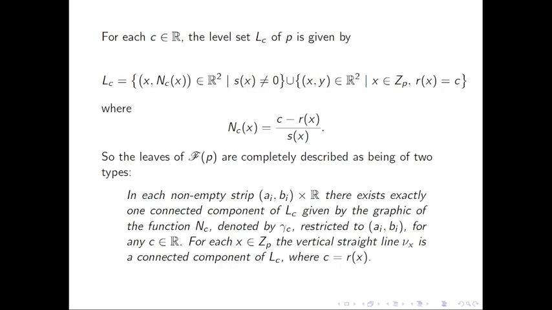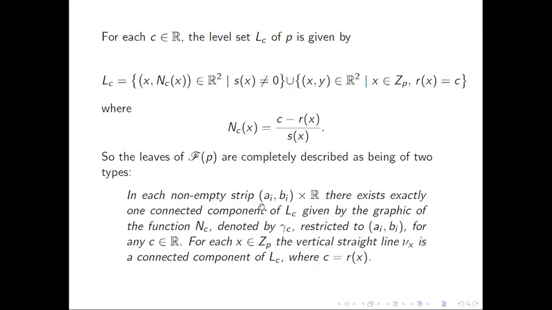So for each real C, the level set LC of P is given by the disjoint union of these two sets here. The first one is the graphic of a function NC, whose expression is this, and the second one is a straight line given by this set. So the leaves of the foliation given by P are completely described as being of two types.